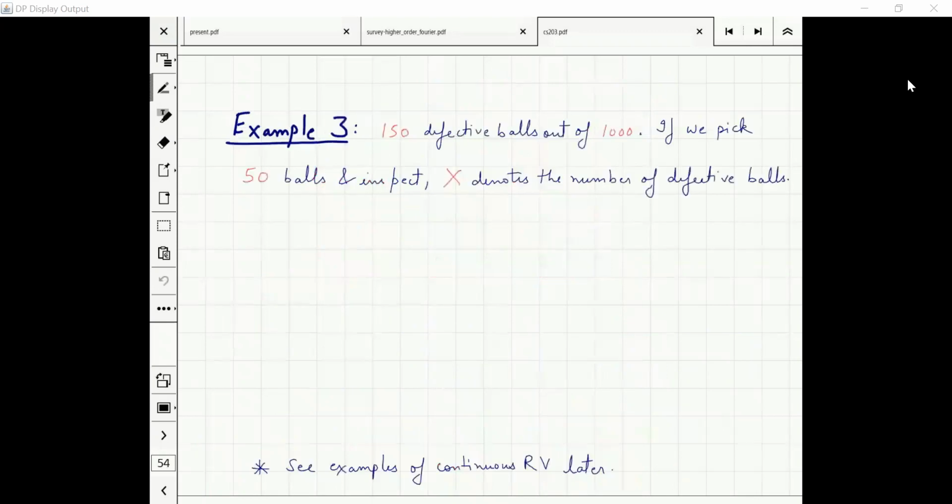Okay. Let's go to one more example. You have 150 defective balls out of 1,000. So there is a set of 1,000 balls, 150 of them are defective. If we pick 50 balls and inspect, let's say x denotes the number of defective balls. So what values can x take? 0 to 50, right? And what is the probability that x is equal to k?